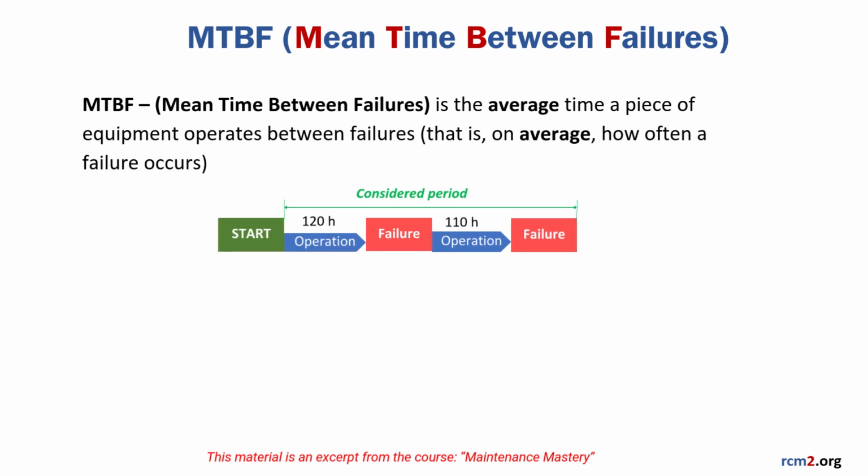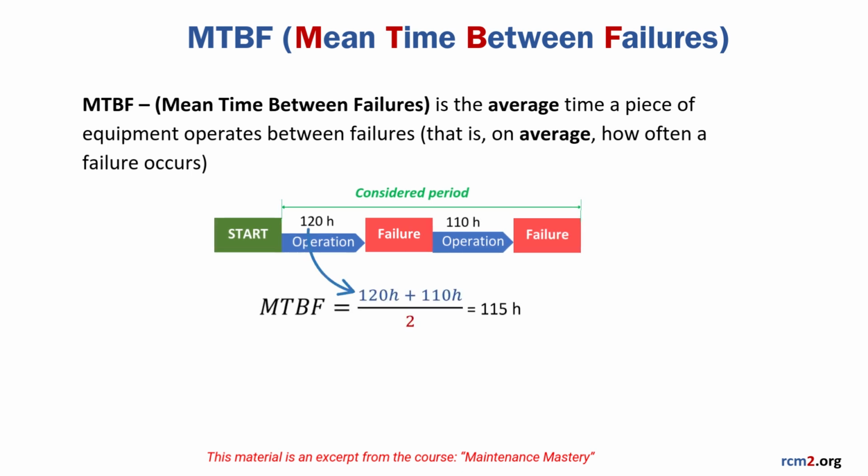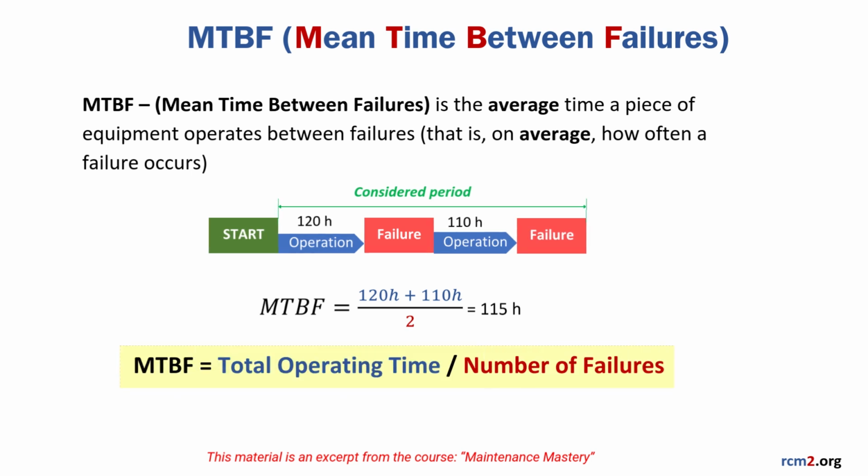It worked for 120 hours before it failed. After the repair, it ran for another 110 hours until the next failure occurred. When we use the MTBF formula, we add 120 hours and 110 hours and divide the result by 2 because we observed 2 failures during the considered period. That gives us an average time between failures of 115 hours. So MTBF is simply the total operating time divided by the number of failures.